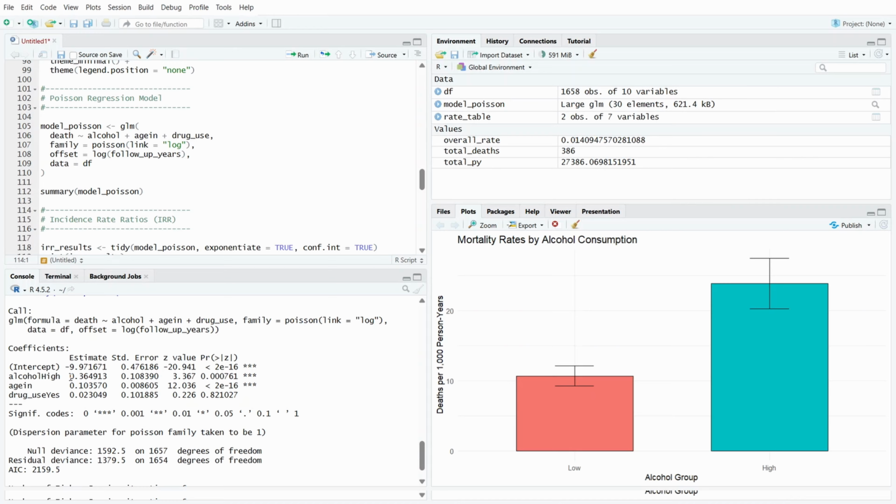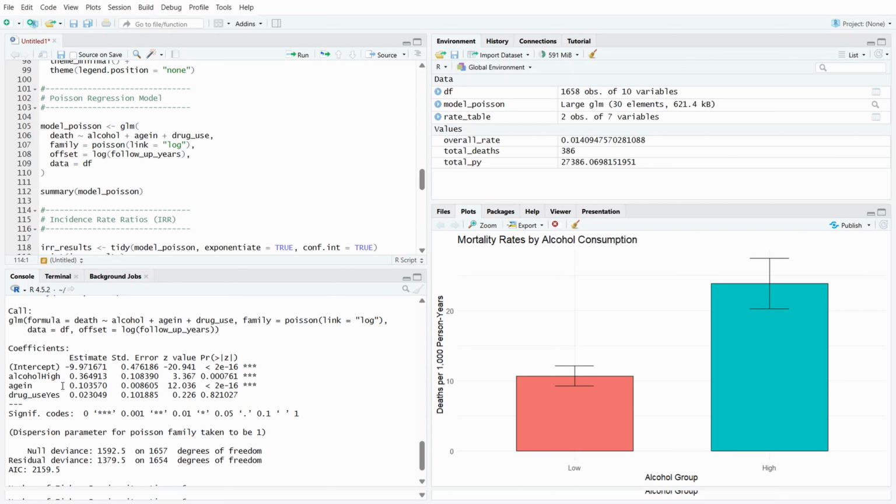Now let's look at alcohol. The coefficient for high alcohol use is about 0.365, and it's statistically significant with a p-value well below 0.001. Because this is a Poisson model with a log link, we interpret this in terms of rate ratios. If we exponentiate 0.365, we get roughly 1.44. That means individuals with high alcohol use have about a 44% higher death rate compared to those with low alcohol use, holding other variables constant.